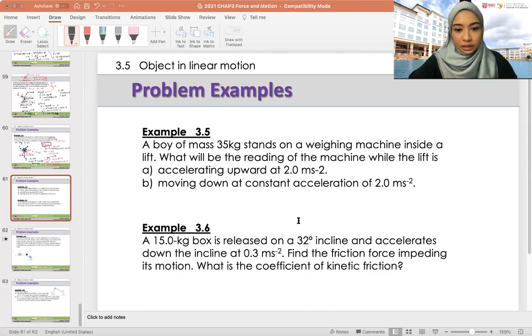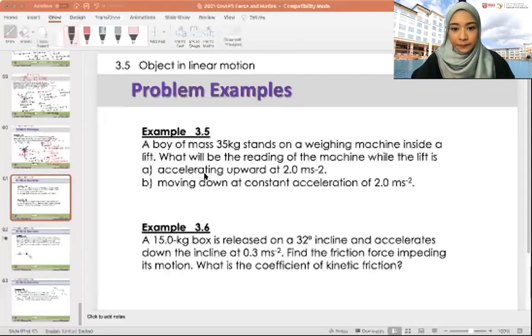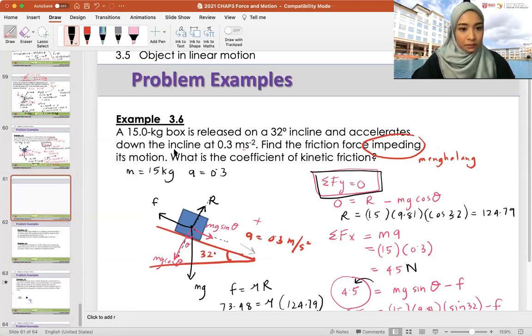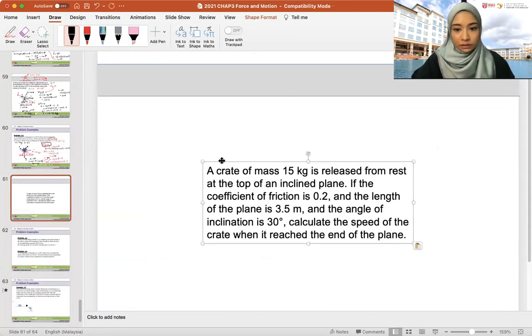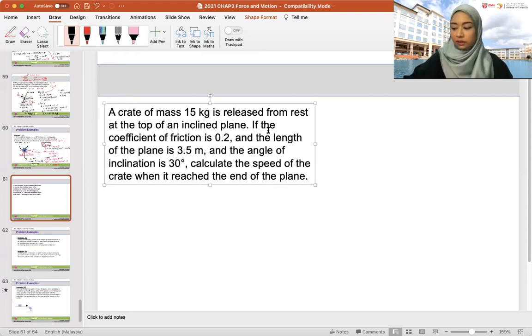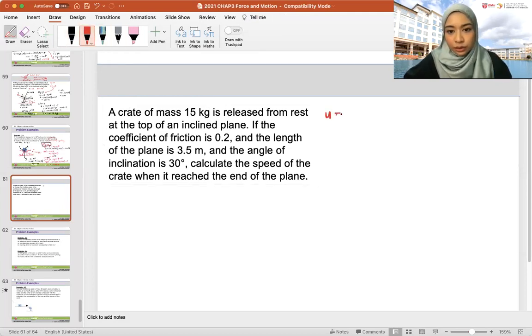Okay, ini soalan exercise. So I want everyone to try this one. Kejap, not this one. New slide. Okay, please try this one. A crate of mass 50 kilogram is released from rest. Okay, so discuss dulu. U equals to 0 here at the top of an inclined plane.